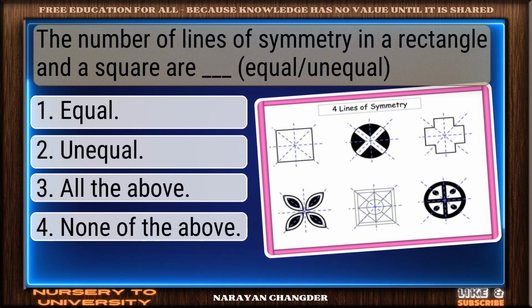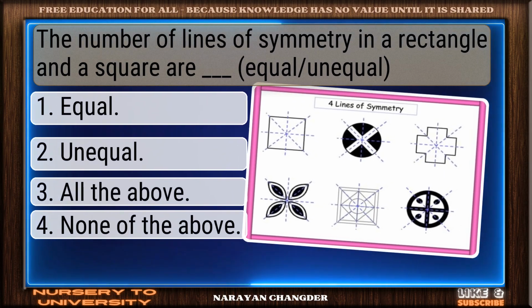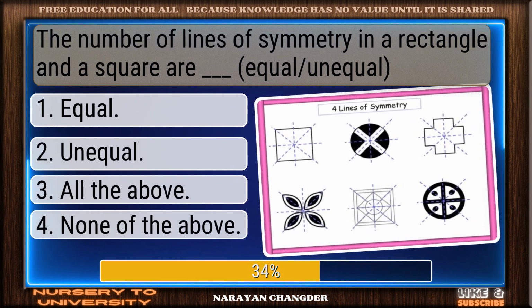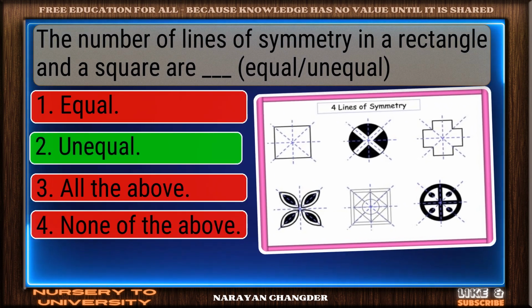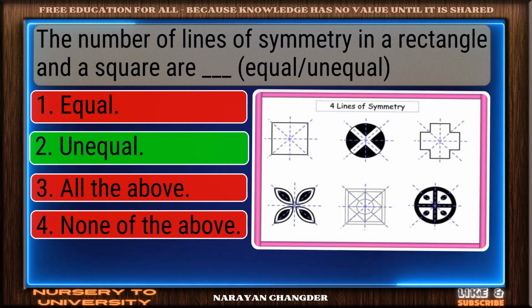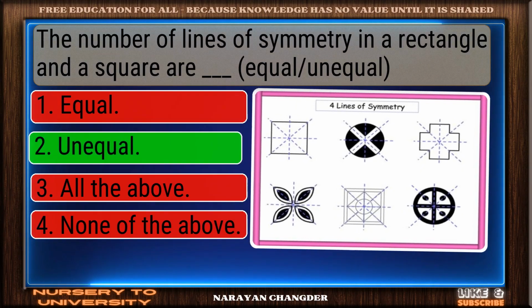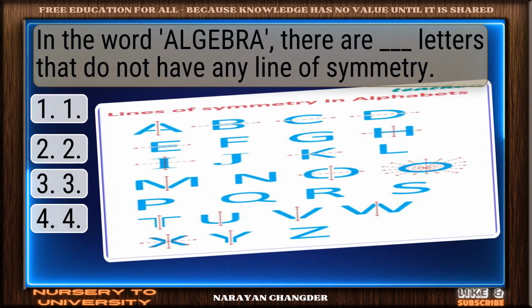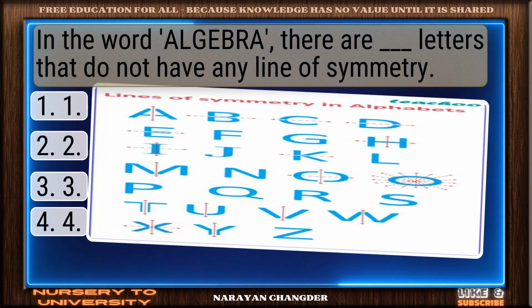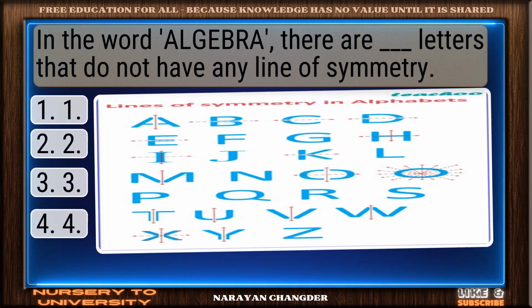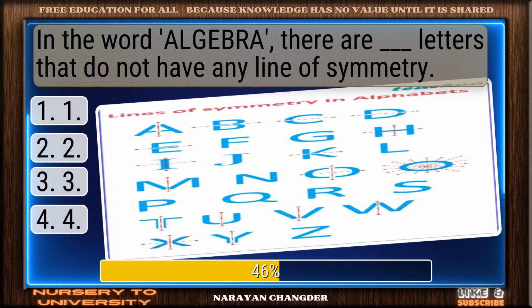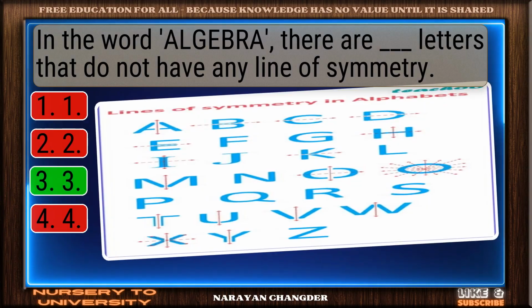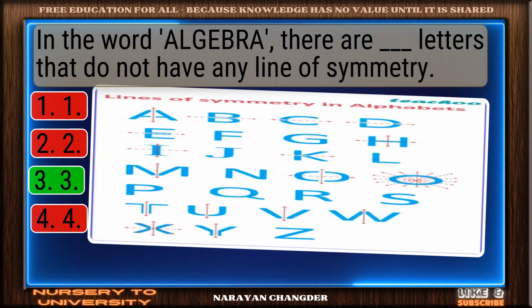The number of lines of symmetry in a rectangle and a square are dash. Clear logic. Your choice unequal is sound and 100% true. In the word algebra, there are dash letters that do not have any line of symmetry. Smart pick. 3 is the correct choice.